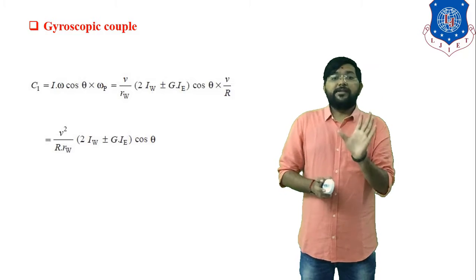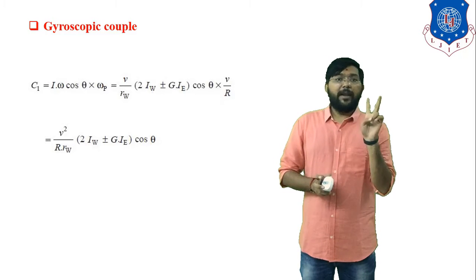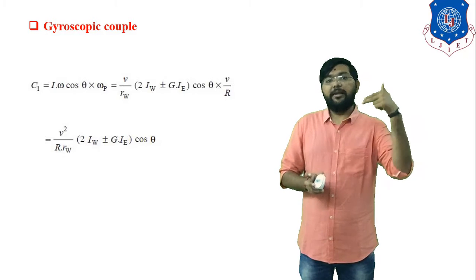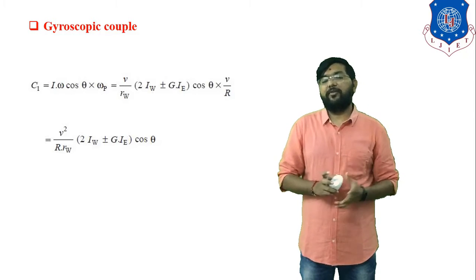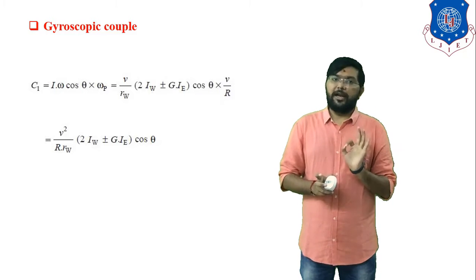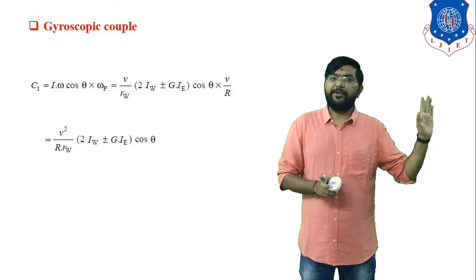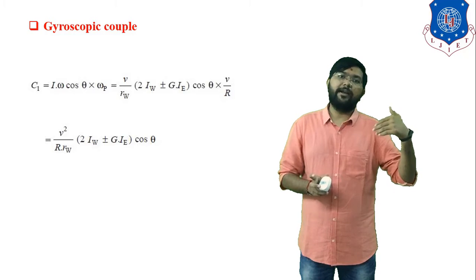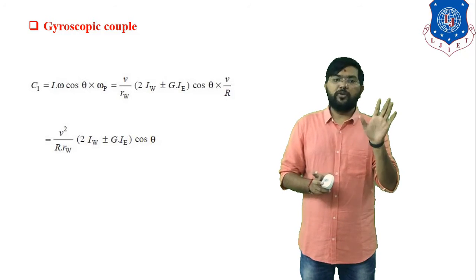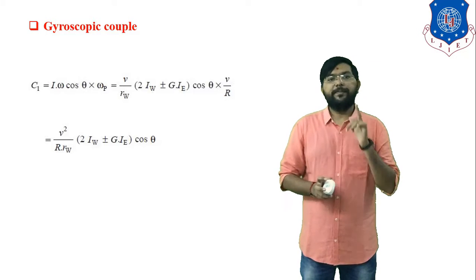Now, based on this equation, you can multiply by 2v and simplify the above equation, and this equation is converted into the form of v square upon capital R into small r w. Capital R indicates the radius of curvature, small r w indicates the radius of wheel, and the value of the bracket is 2 times I w plus or minus G I E, cos theta.